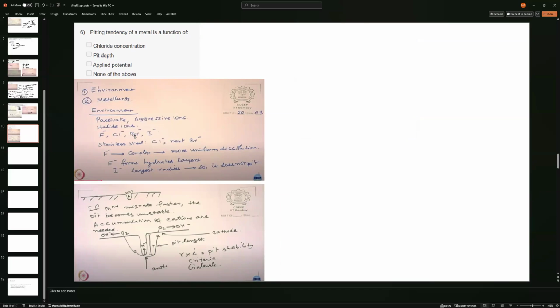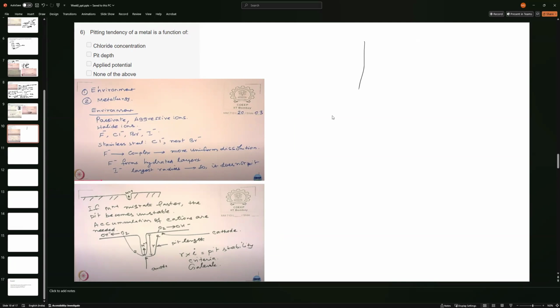For the first one, more aggressive ions like chloride increase your pitting tendency. So it will cause more pitting. And that's what was happening in the pit.